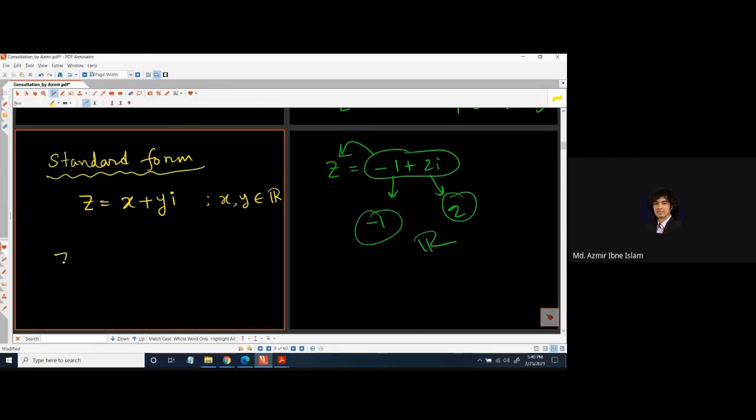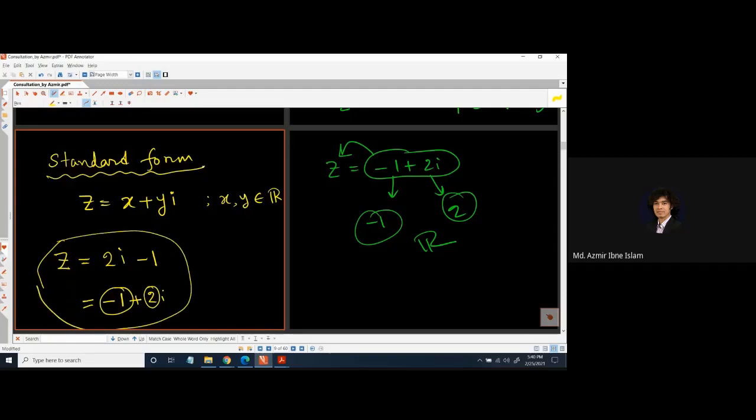Suppose we have a number like 2i -1. This is also a complex number, but this is not in standard form. Sometimes you may be asked to find the standard form of the given complex number. So the same number now we can write as -1 plus 2i. That means having the x component first, then the y component with i. Okay, so this is the standard form of a complex number.